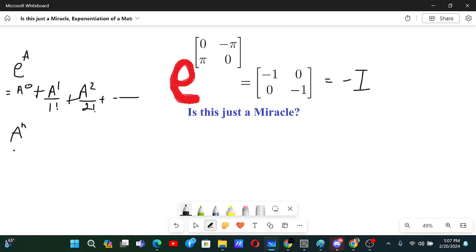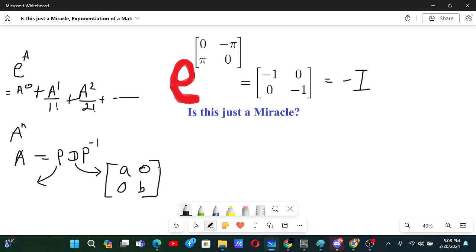So that's why, to find A to the power n for any matrix A, we do have a standard way, that is to write A in terms of P, D, P inverse, yeah, where D is a diagonal matrix and P is any other matrix. And by diagonal matrix, what I mean is a matrix in the form of a, 0, 0, b. That is, all the other elements except diagonal elements are 0.